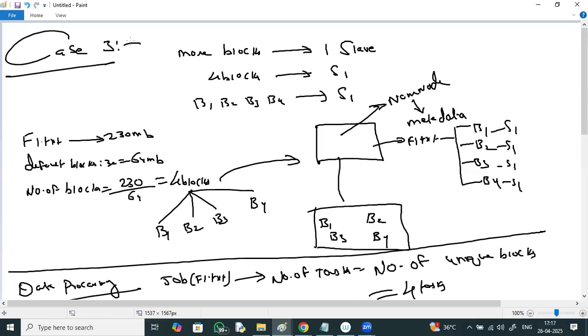Here, any queries in these 3 cases? Sir, who will decide the cluster? Let's say if we have more clusters, then the speed will be increasing, right?